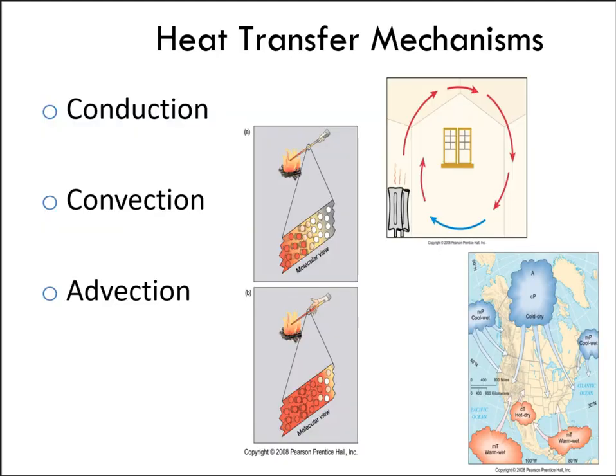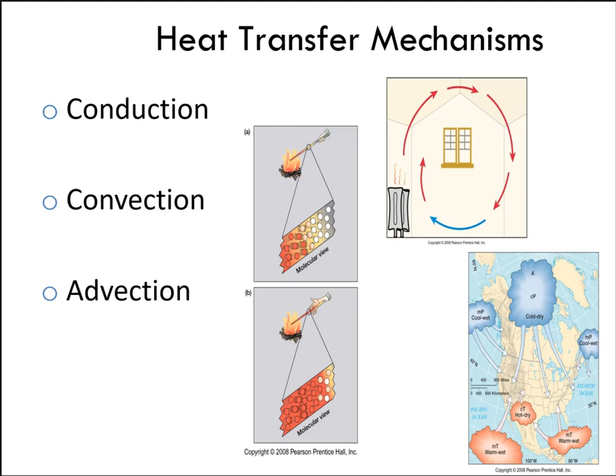Recall from an earlier slide that heat refers to energy that transfers from one object or substance to another because of a difference in temperature. So let's look at three different mechanisms for heat transfer: conduction, convection, and advection. Conduction is the transfer of heat between substances that are in direct contact with each other. Conduction comes about through molecular collision. As molecules become more agitated as heat is added, they collide against cooler, calmer molecules, transferring this kinetic energy.